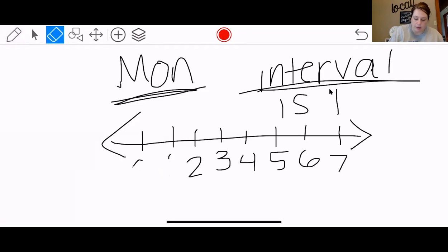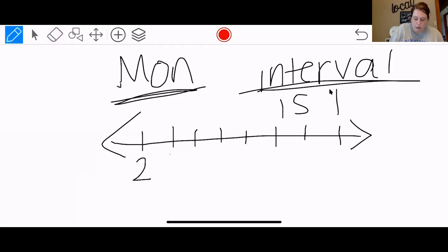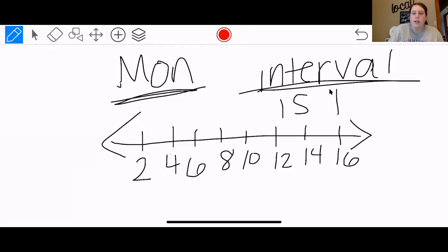So I'm going to show you another one. And you can take notes on this in your journal with me if you'd like to. So if we do this one, we can go 2, 4, 6, 8, 10, 12, 14, 16. This time I'm starting at 2, and I'm going up to 16, and I'm counting by 2 every time. So as I count by 2, my interval is 2. And your interval can be whatever as long as you keep it even the entire time.